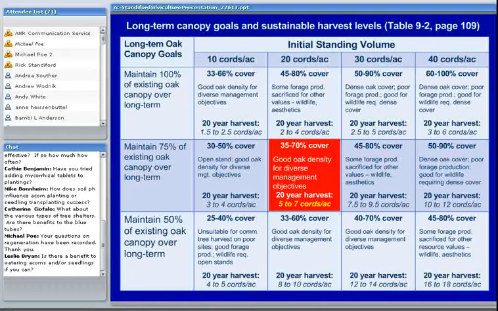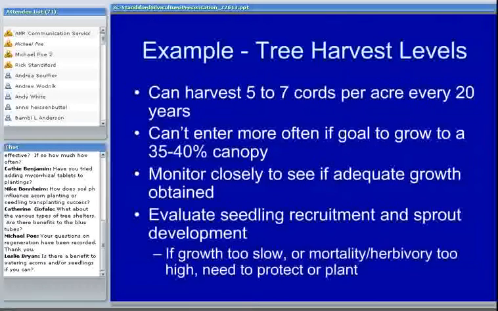We discuss in the guidebook some considerations about maintaining the oak cover, or maintaining the seedling regeneration and sapling regeneration, to make sure that you're going to have recruitment over the long term. And some of Doug's considerations would tie in there. So that's the results of what the example provides for us.